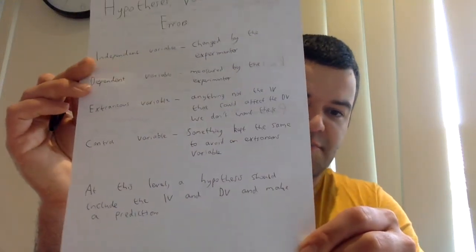And the control variables, we don't mention those in the hypothesis, but that could be things like the volume of the salt. If we're using 1 gram for one group and 5 grams for another group, that wouldn't be fair, it wouldn't be consistent. So we want to make sure that those are controlled and kept the same. I've put it at this level because when you look at science at more of a degree level, you'll see that there's the concept of the null hypothesis, but for this level we won't really worry about that. So just remember for a hypothesis you want to include your independent and dependent variables and make some sort of prediction, okay?